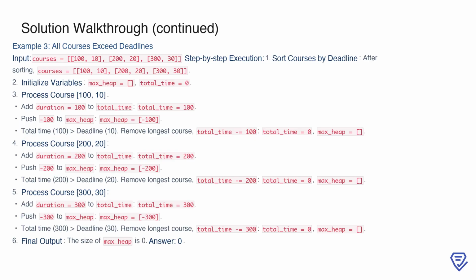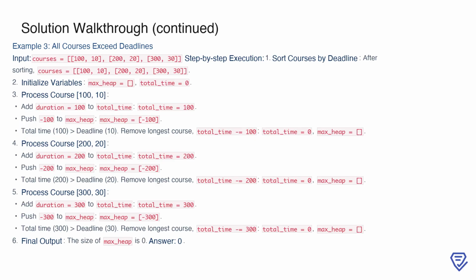The first course has a duration of 100 and a deadline of 10. Adding the duration to the total time brings it to 100, and we push the negative duration into the heap. However, the total time exceeds the deadline, so we remove the longest course, resetting the total time to 0 and clearing the heap.